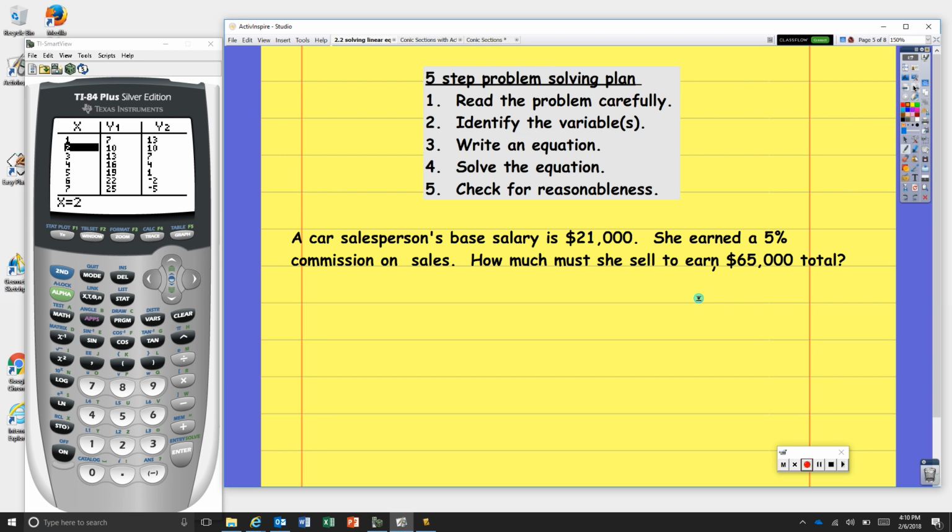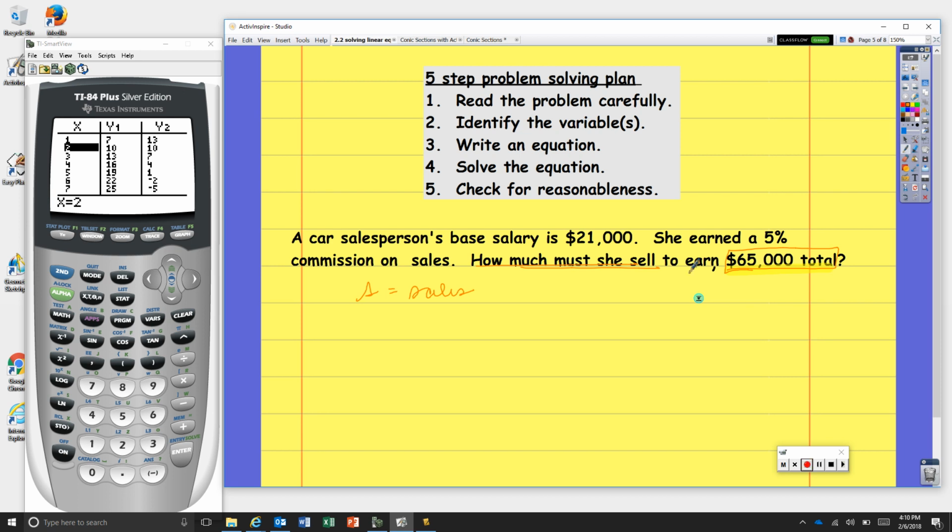A car salesperson's base salary is $21,000. She earned a 5% commission on sales. How much must she sell to earn $65,000 total? So when I read the problem, I see she is to make $65,000 total. How much must she sell? That's what I'm looking for. So how about we call S her sales?